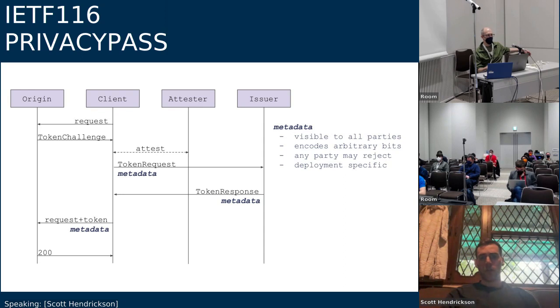The issuer, if they're happy with the metadata and they want to sign this particular request, they'll sign. The metadata is now bound to the signature. It cannot be changed in the scope of the signature anyway. Response is sent back to the client. And then the client can replay the request with this token and metadata attached. And then if the origin is happy with all that, they can continue. We'll now talk about the motivation a bit. Next slide, please.